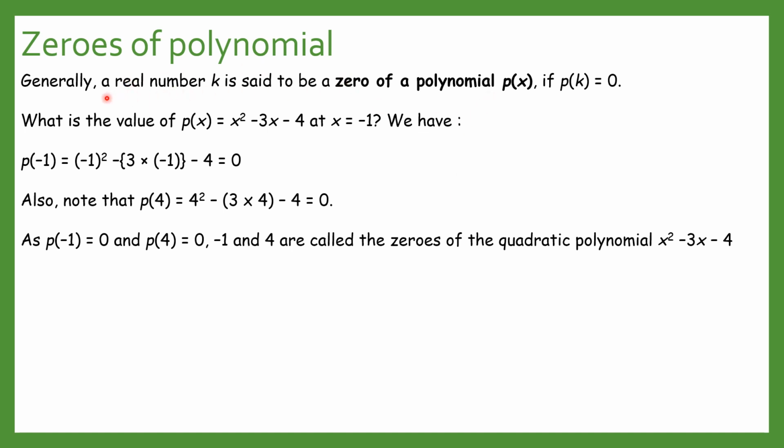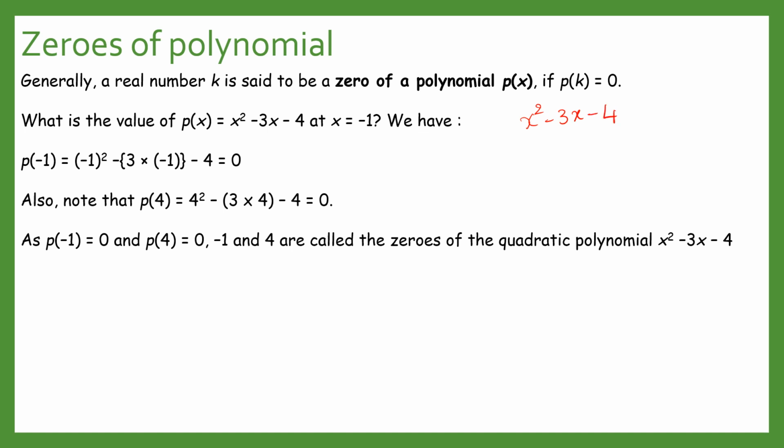Zeros of a polynomial. Generally, a real number k is said to be a zero of the polynomial p of x if p of k is equal to 0. What is the meaning of this? Suppose, let us consider the example p of x is equal to x square minus 3x minus 4. This is a quadratic equation. We all know this.